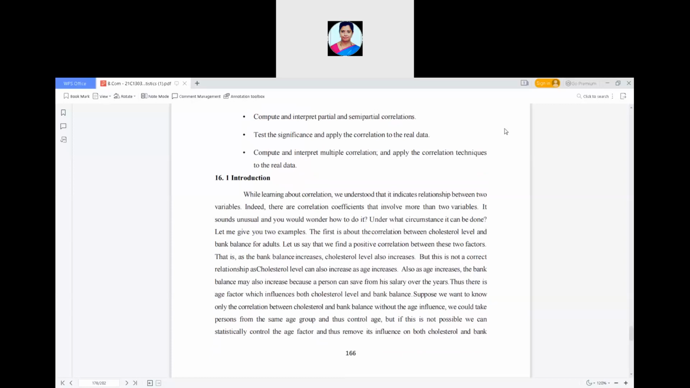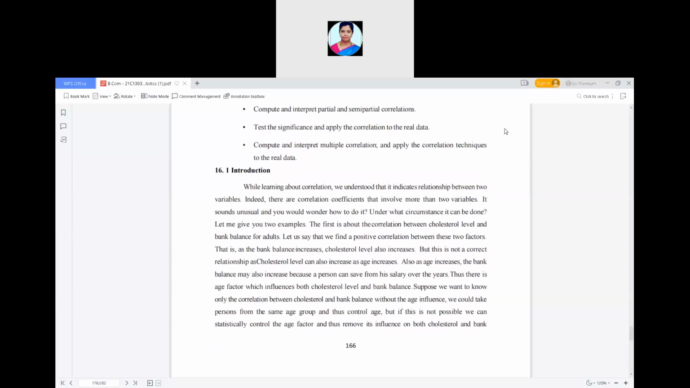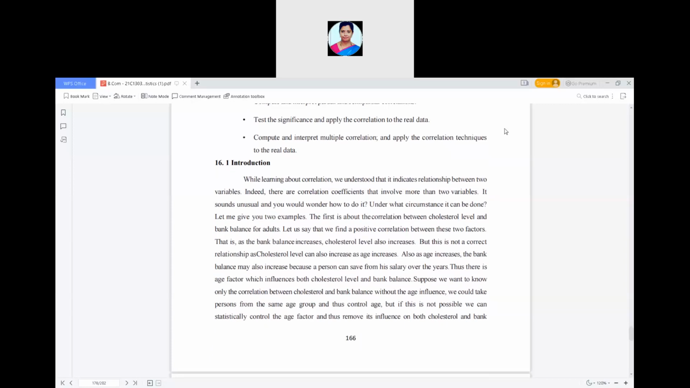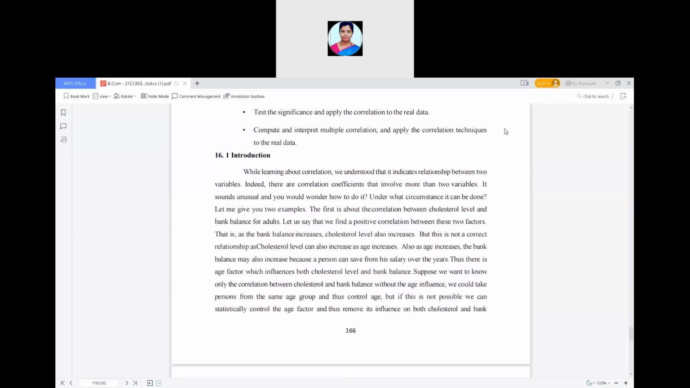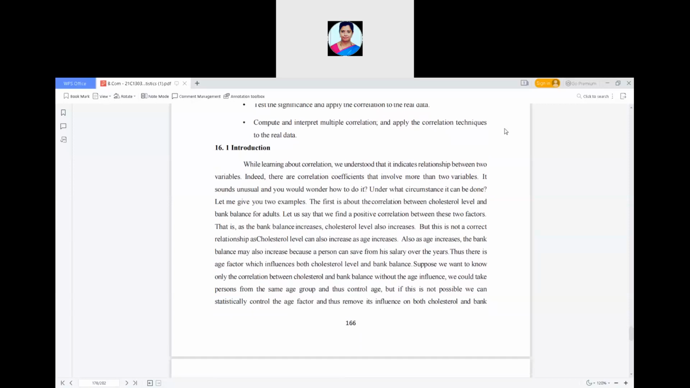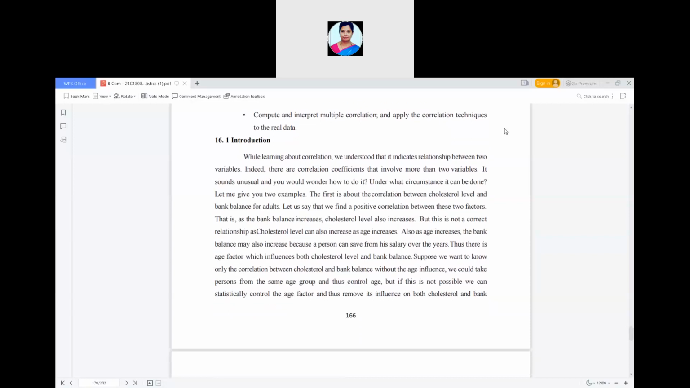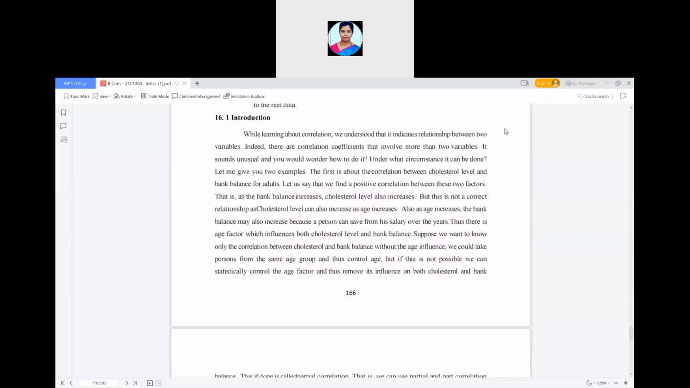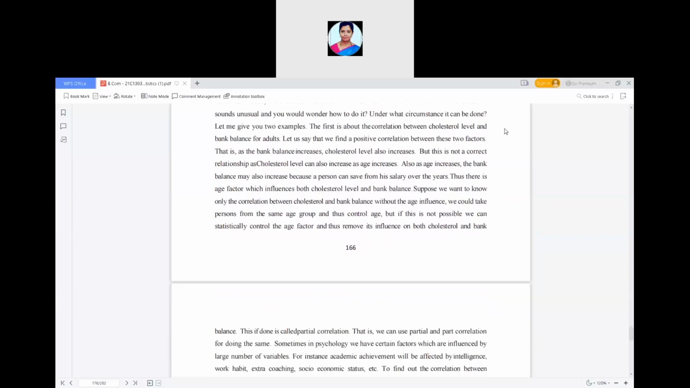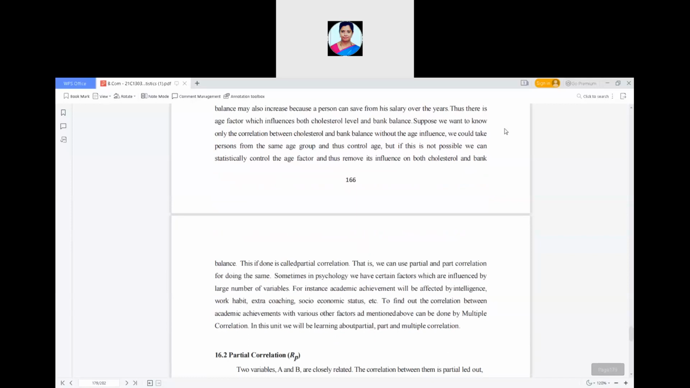Suppose we want to know only the correlation between cholesterol and bank balance without age influence. We could take persons from the same age group and thus control age. But if this is not possible, we can statistically control the age factor and thus remove its influence on both cholesterol and bank balance. This, if done, is called partial correlation. So they are partially correlated, and we can use partial correlation for doing the same.